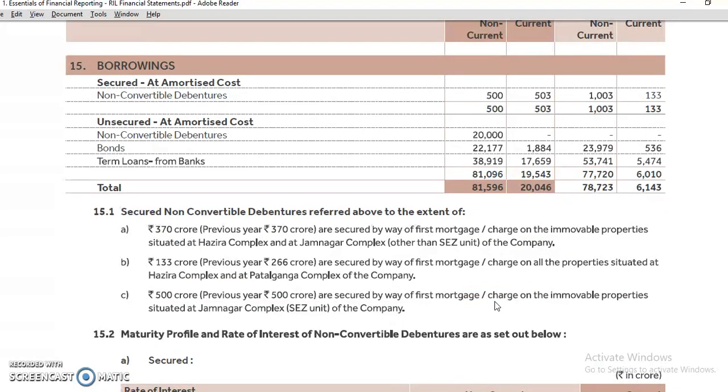The next line is about the borrowings. Borrowings here you see, they separate into secured and unsecured borrowings at amortized cost. So they are non-convertible debentures. Secured means the company has given certain assets as collateral to secure the redemption of these debentures, or to secure the repayments. Unsecured means we have not given any kind of security.